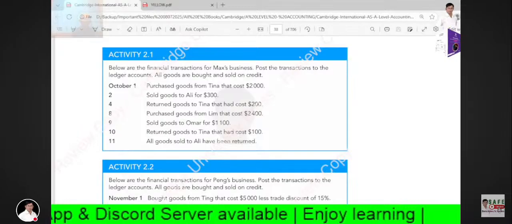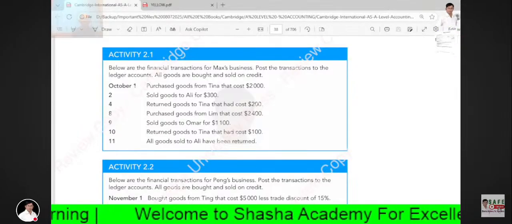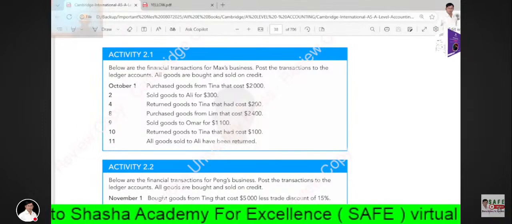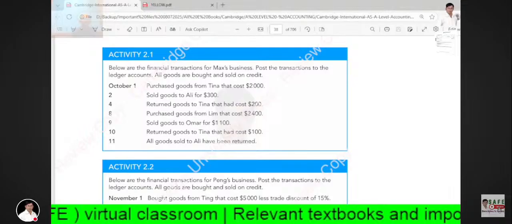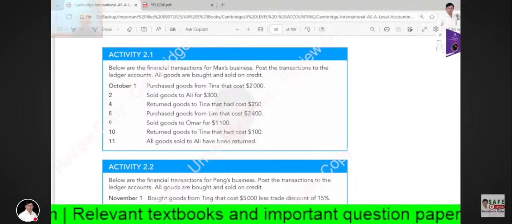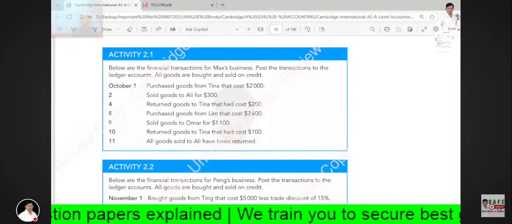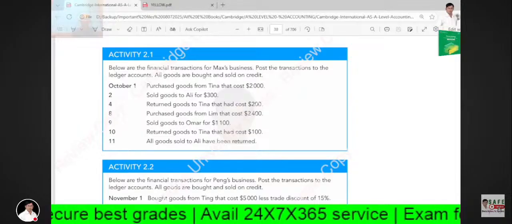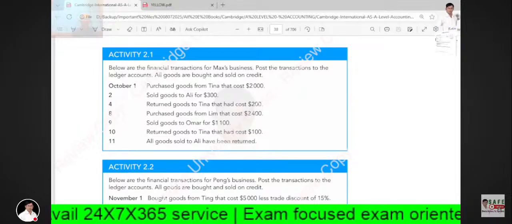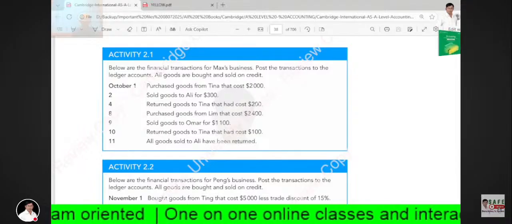Dear friends, welcome to Shasha's virtual class. Today we'll discuss activity 2.1. This is David Hopkins' latest textbook. We'll start. Below are the financial transactions for Max's business. Post the transactions to the ledger accounts. All goods are bought and sold on credit.